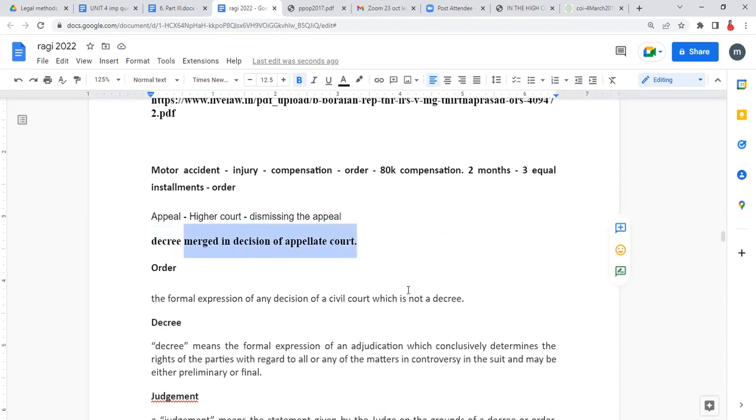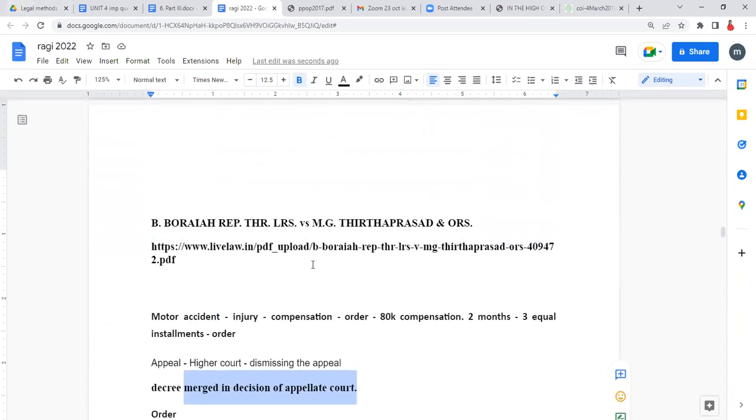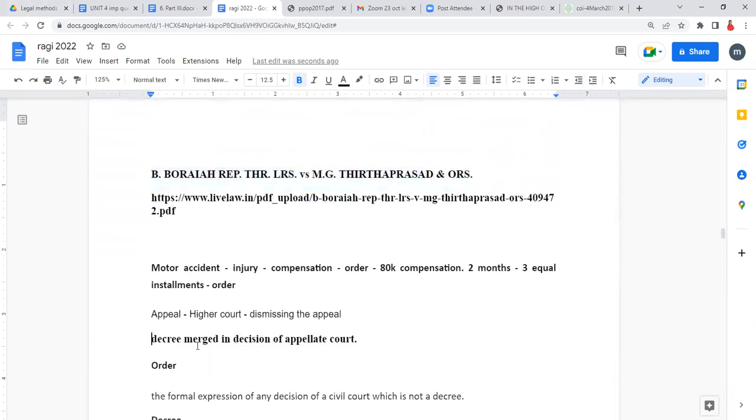Whatever the appellate court said, that would be finally applicable because it's a higher court, right? But they conveyed it in such a way that the lower court's decree is also merged in it. Whatever the lower court said, those things are also part of what the appellate court had to say. Okay, so in this case, the same thing happened. When the appeal was filed, the decree of the lower court was merged in the decision of the appellate court.